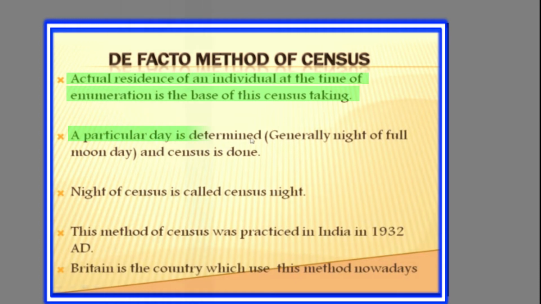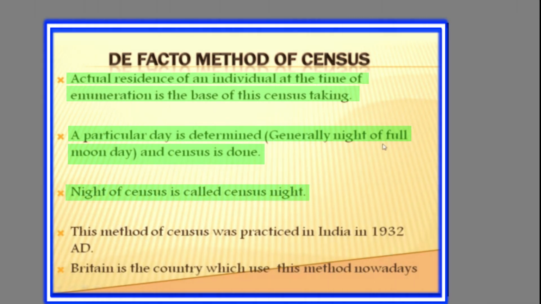A particular day is determined, generally the night of the full moon day, and the census is done. A particular day is determined earlier and people are told to stay at home during these days. Generally the census is done at night, because in the day it's not possible, people have work. The night of the census is called census night, generally the night of the full moon.